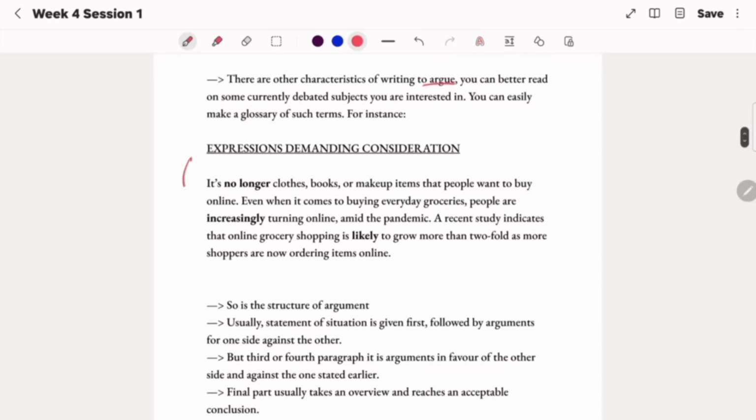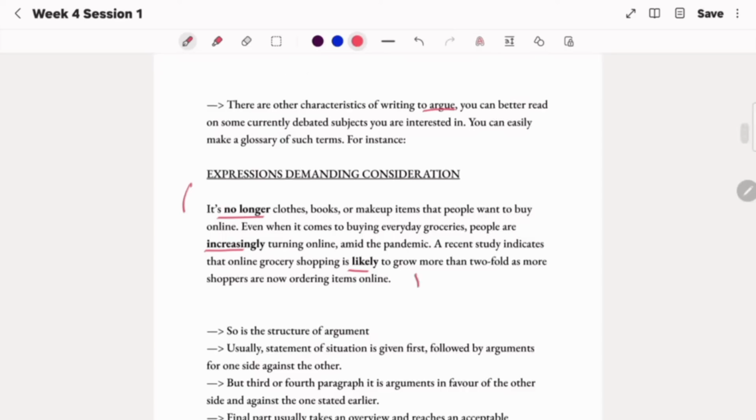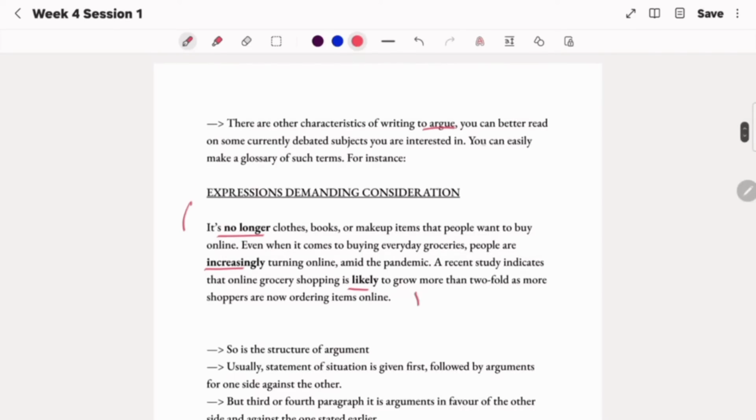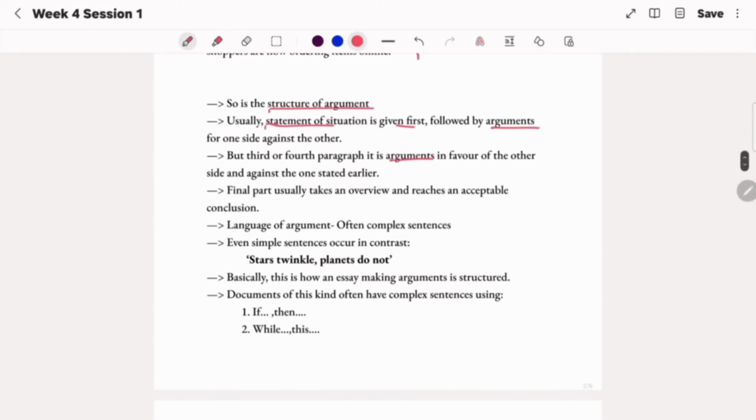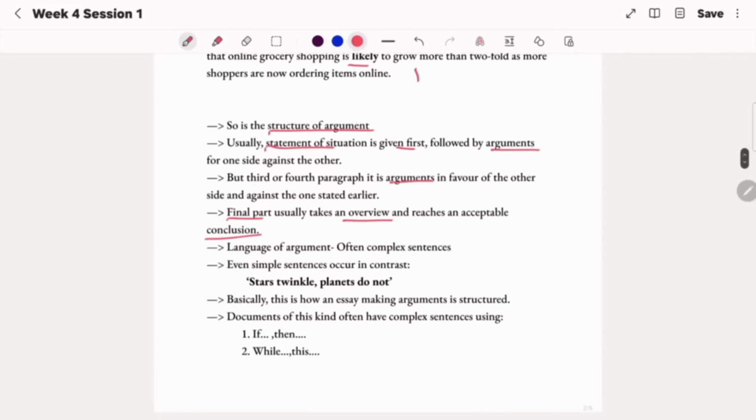If you see the example here, you can see "no longer", "increasingly", "likely" used in an argument. If you want to know more about it, you can read some currently debated subjects and find such expressions in those. The structure of argument is given here. The statement of the situation is given first, followed by arguments in favor of one side, against the other, etc. The final part is an overview, and it reaches the conclusion at last. So this is the structure of argument.